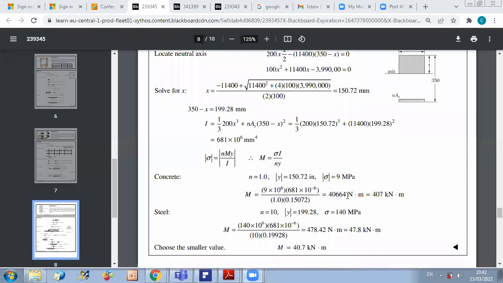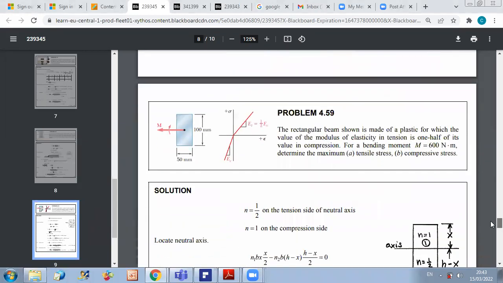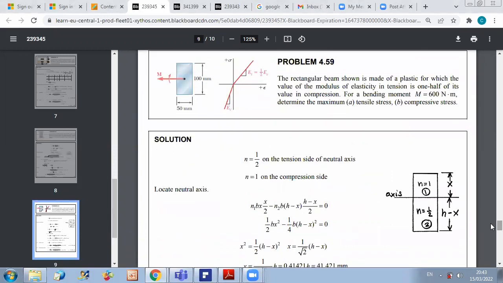Another problem. In the following problem, we have a rectangular beam shown that is made of a plastic for which the value of the modulus of elasticity in tension is 1/2 of its value in compression. For a bending moment of 600 Newton meter, determine what is the maximum tensile stress in this beam and what is the maximum compressive stress.